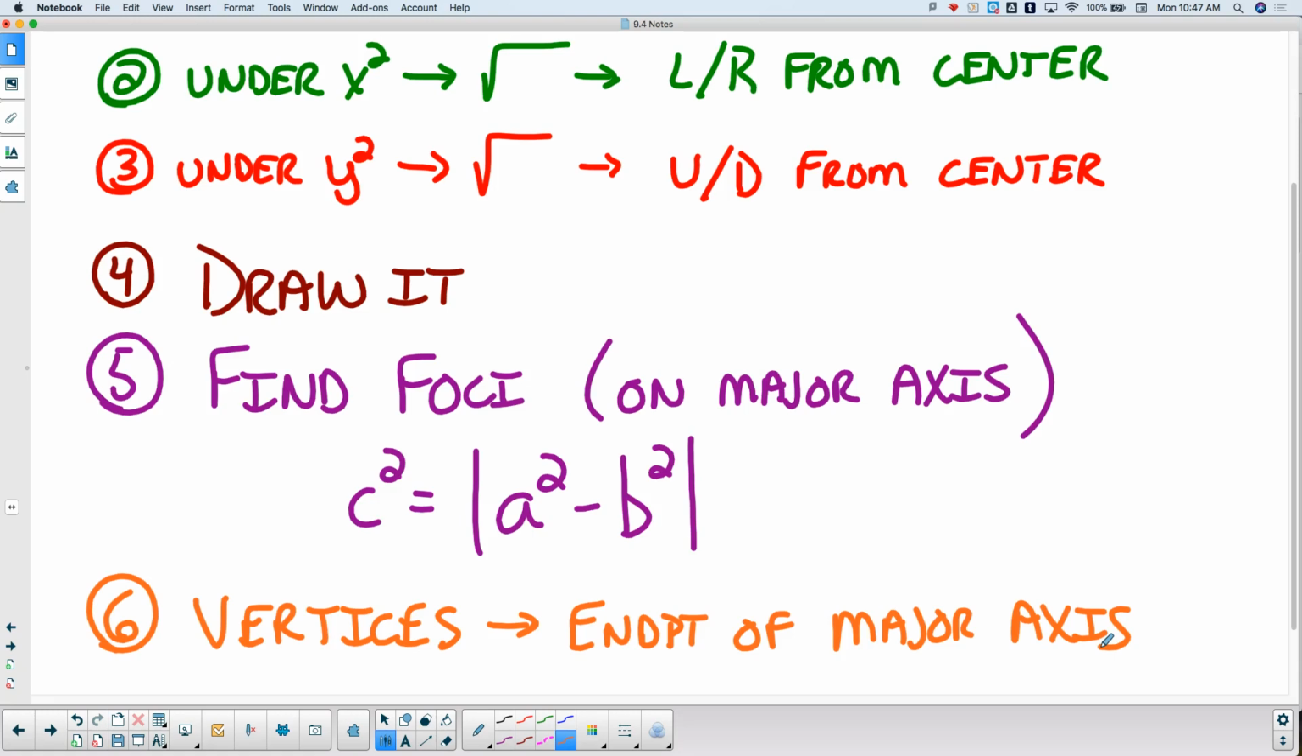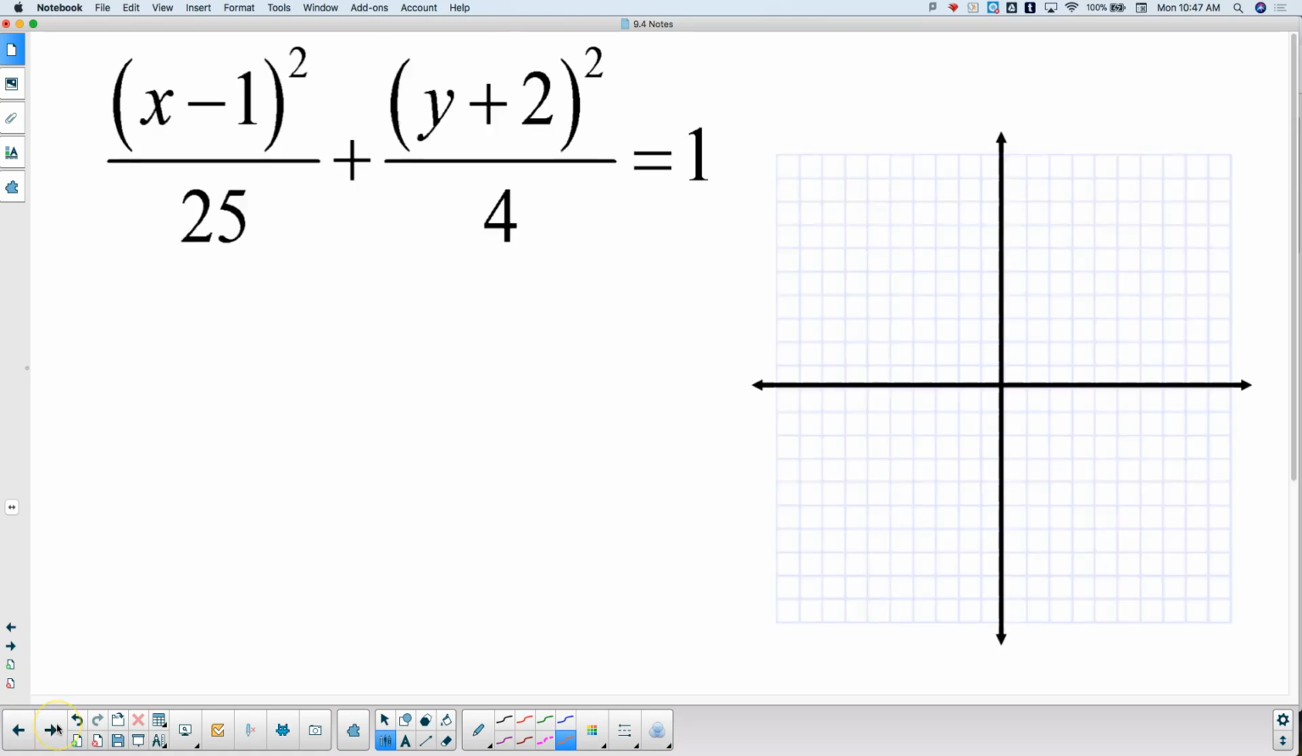Okay. Plenty of time. Save. Let's graph this one. Okay. Step number 1. Anybody? Find the center. Okay, where's the center? 1, -2. Thinking opposite on both. 1, -2 gives me my center. Love it.